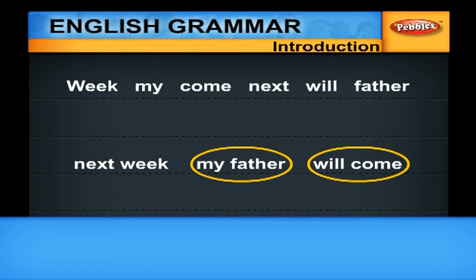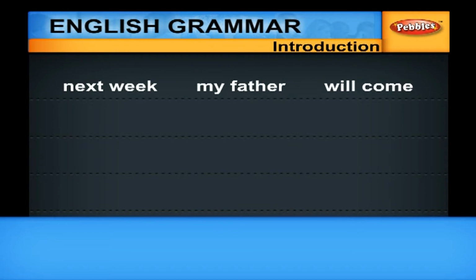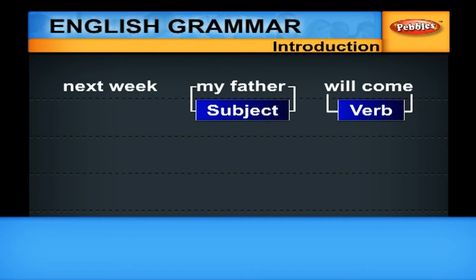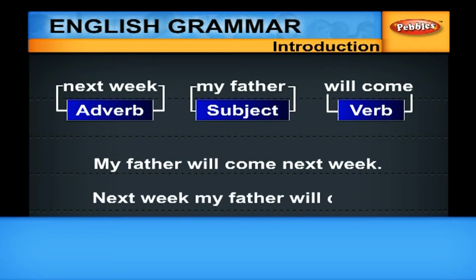Then, how do you make it into a sentence? You know that in English, there must be a subject. The subject in this group is my father. Verb must come next: will come. Then you have the adverb, next week. My father will come next week. Or you can say, next week my father will come. If you arrange these words in any other manner, it will not be a meaningful grammatical sentence. You have to remember that in English, word arrangement is very important.